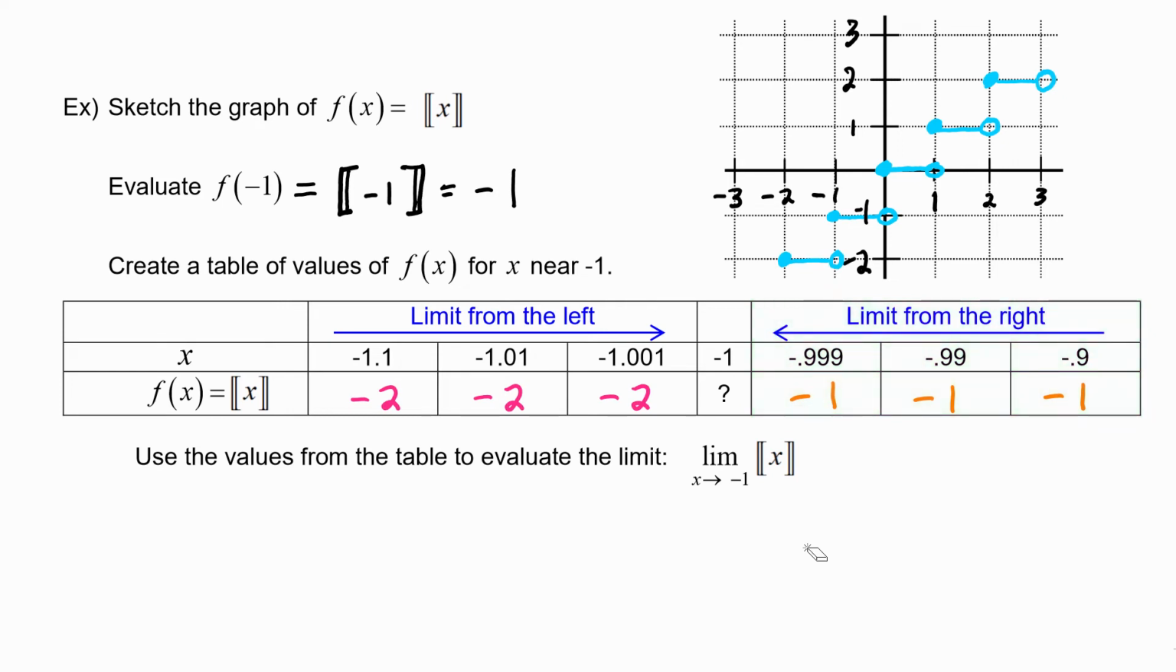Now we can use the values from the table to evaluate the limit. Here we have the limit as x approaches -1 of greatest integer of x. And we have to say that this does not exist. And that's because the limit from the left does not equal the limit from the right.